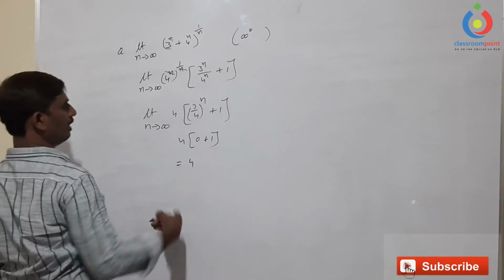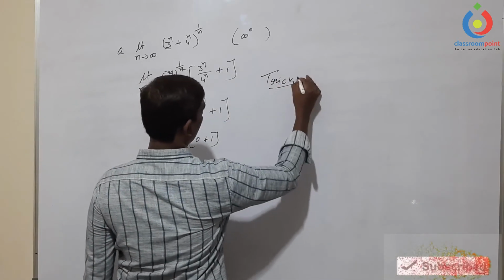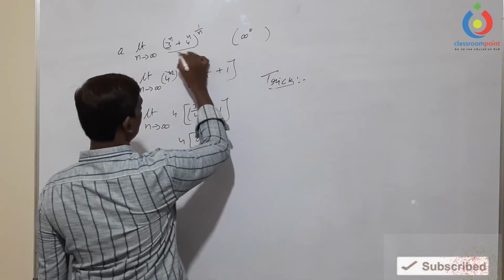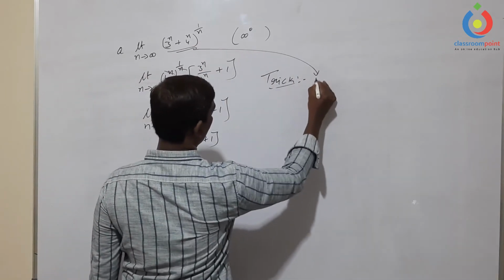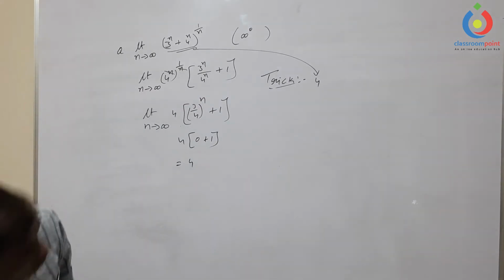The trick without solving: which is the highest value from this one? 4. That is the answer. Direct. We'll take one more problem.